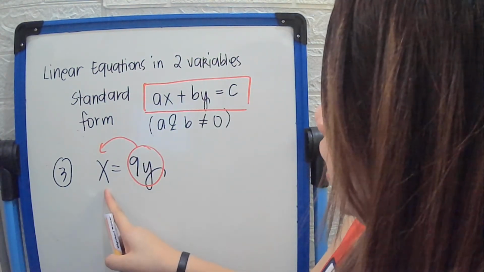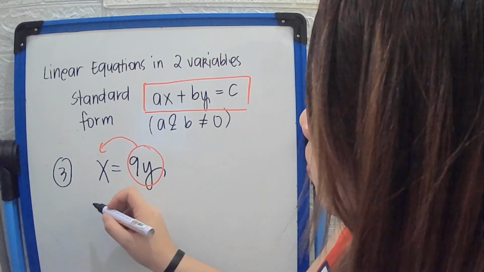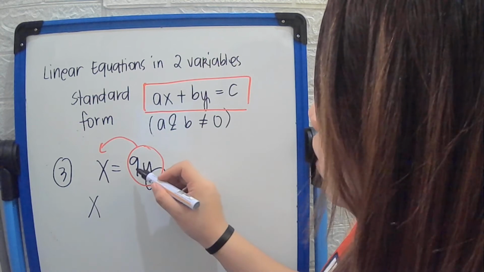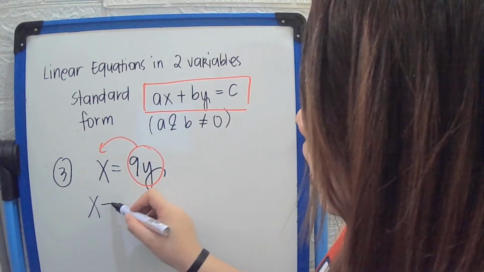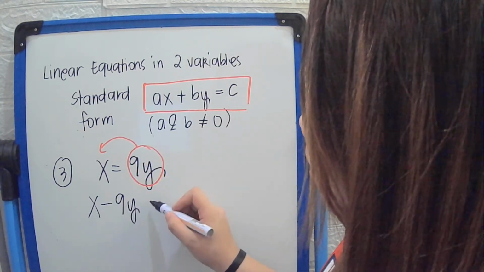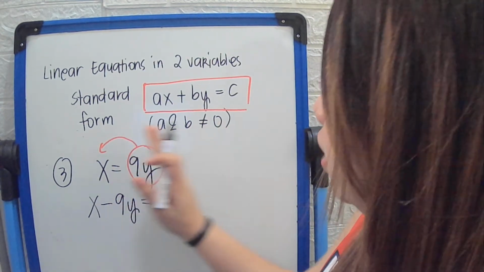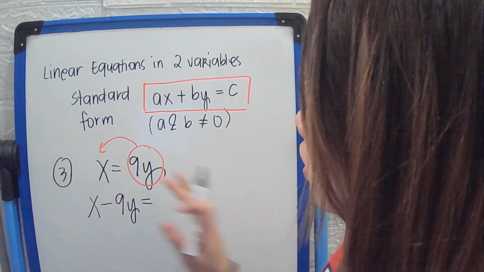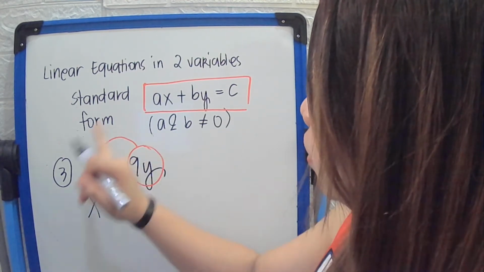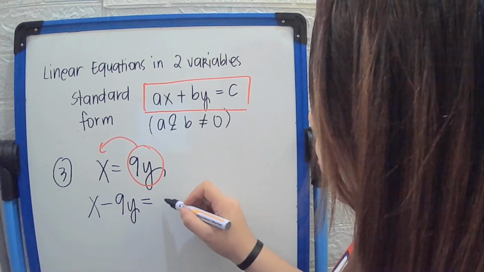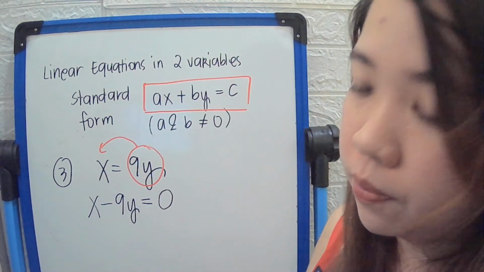So let's start with x muna. So since si x hindi naman lumipat, copy mo lang si x. Then, si 9y, positive si 9. Pag nilipat mo yan, magiging negative. Then, equals, since wala tayong constant na given here, or here. So, meaning to say, nung nilipat mo to, nawalan ka na ng term dito. So, kapag nawalan ka na ng term dyan, it means 0.